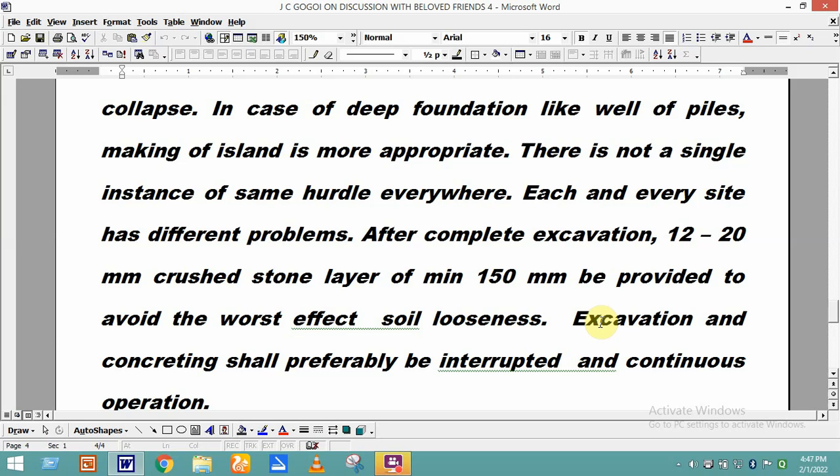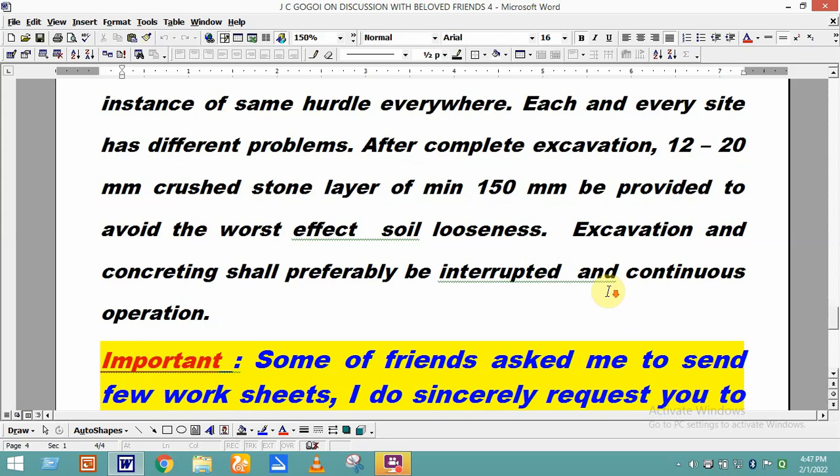That means once you have started in the morning, one day, two days, whatever it may be, 36 hours, 48 hours, you have to finish at a time. In shift duty, you have to complete the entire work.